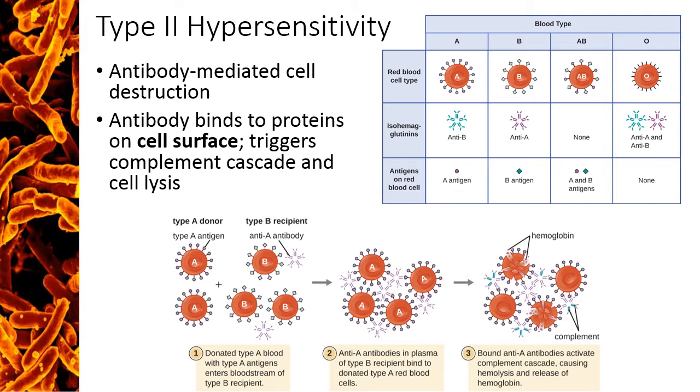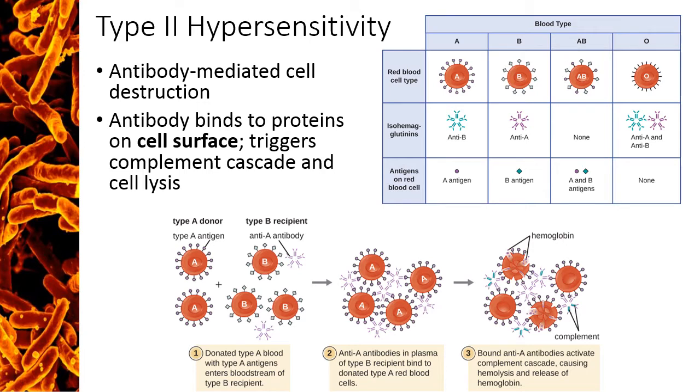If you remember, when antibodies bind to surfaces, that activates the classical complement pathway. And once that classical complement pathway is activated, complement proteins will bind to the surface of whatever that antibody is bound to, poke holes in the membrane, and lyse it. So if antibodies bind to the surface of our own cells, that's going to cause a problem because complement is going to be activated, it's going to bind to our own cell surfaces, and that's going to destroy them.